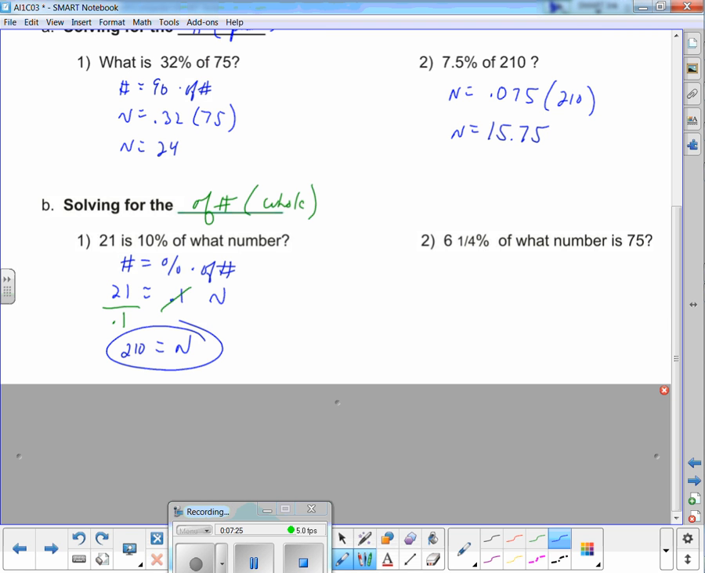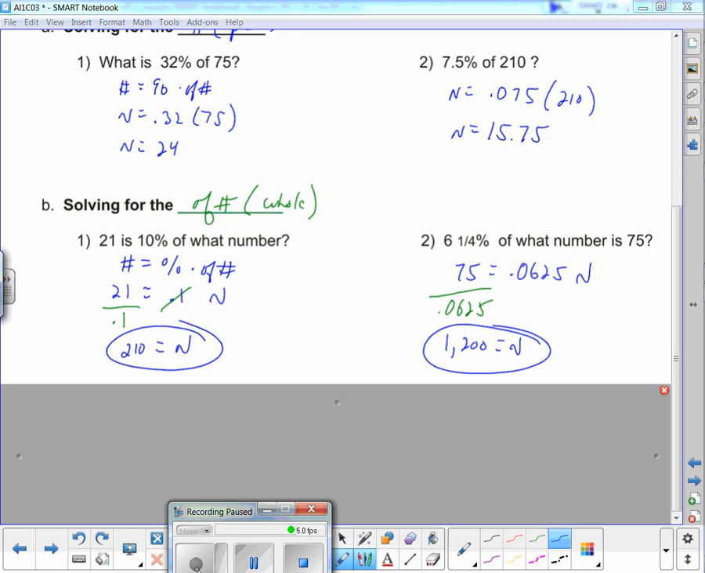All right. So, number 2, go ahead and try that one. 6.25% of what number is 75?